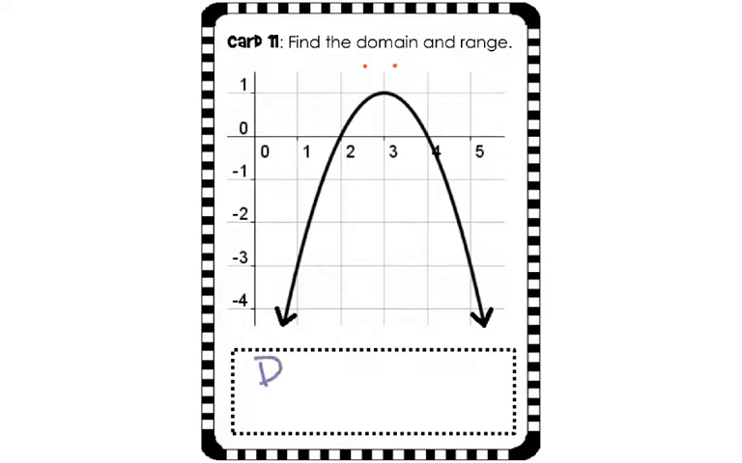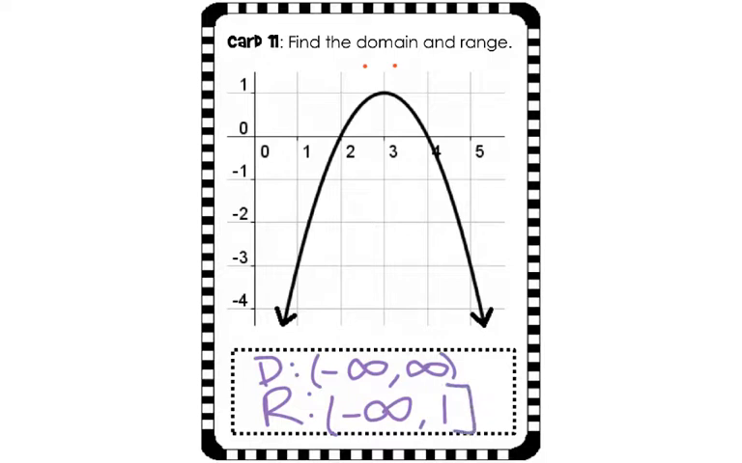Okay, domain, left, right is going to go on forever, so that's going to be -infinity to positive infinity. Range for this one, remember you read from bottom to top, so it's going to go down to -infinity, and then it's going to go up to when y is 1.